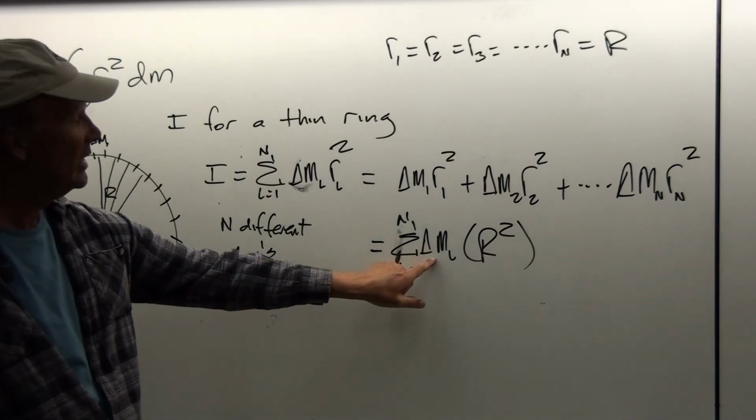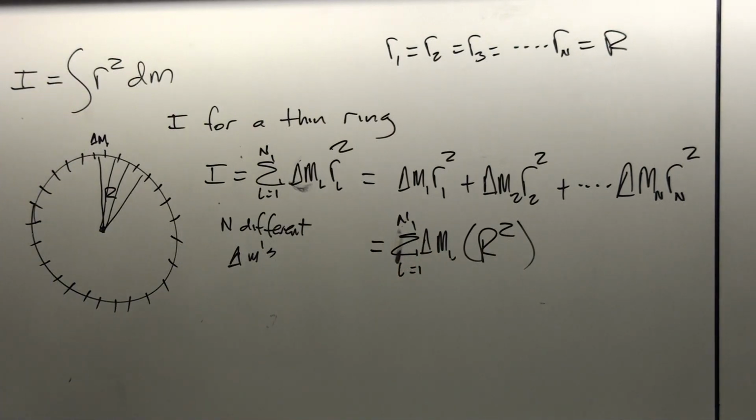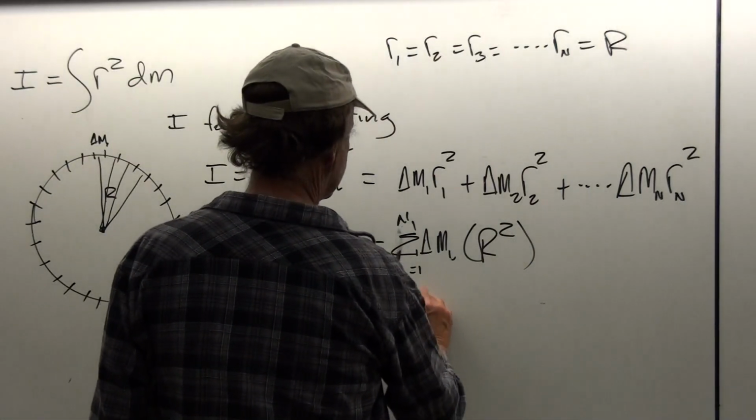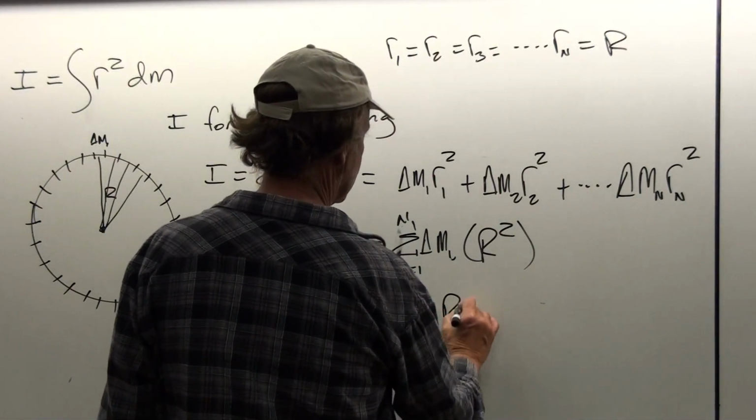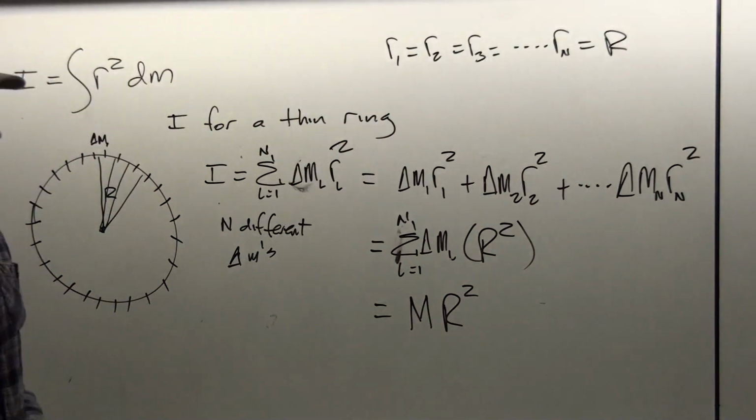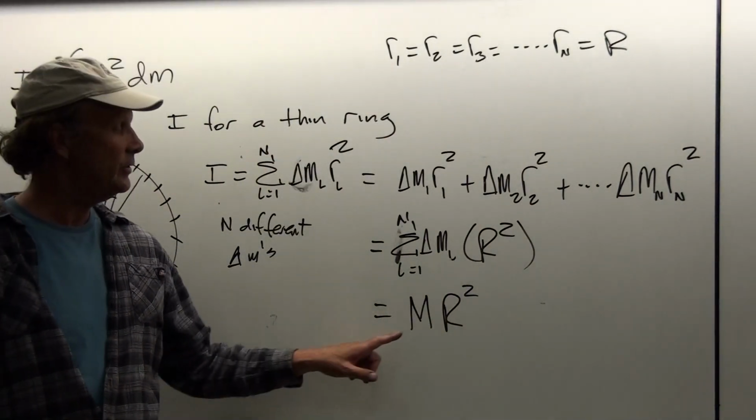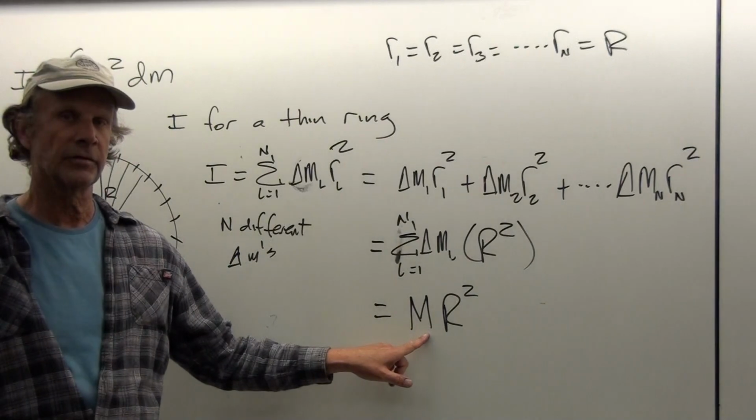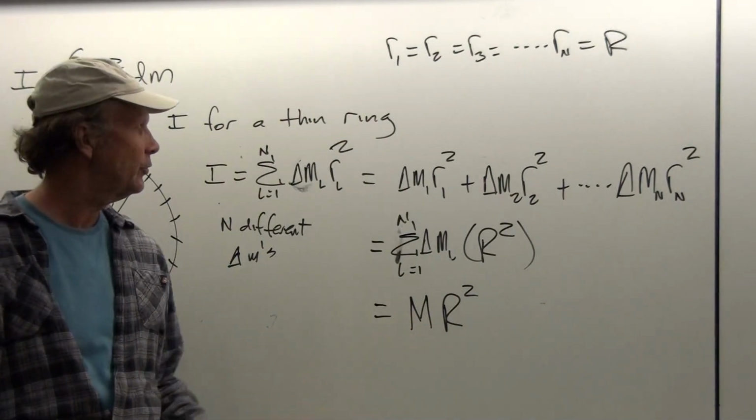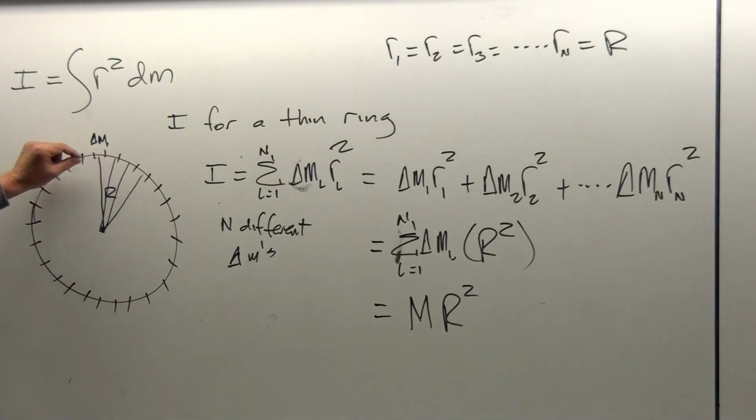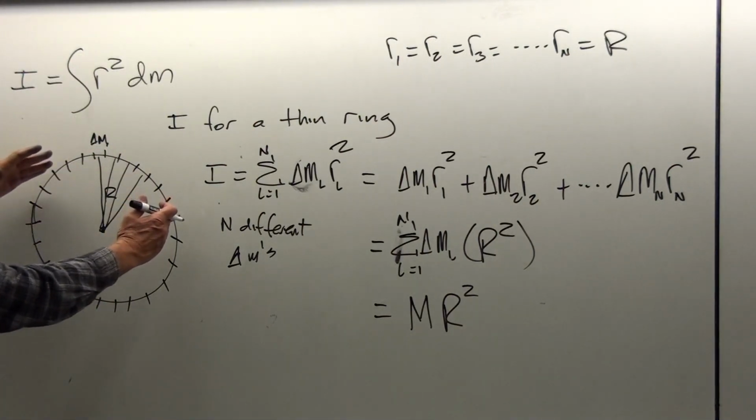But then if I just sum up all the individual delta mi's, and I've broken up the total mass into n of these, then all I've got left is just the total mass times r squared. So it's the same then as it would be for a point mass. A thin ring is the same as a point mass, because every single mass element is like a little mass that's going around at that same distance away.